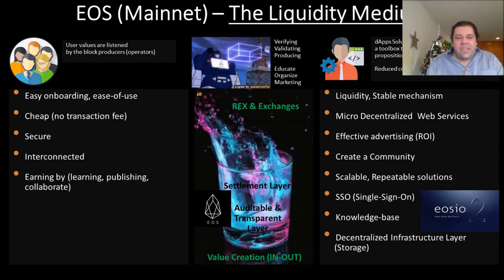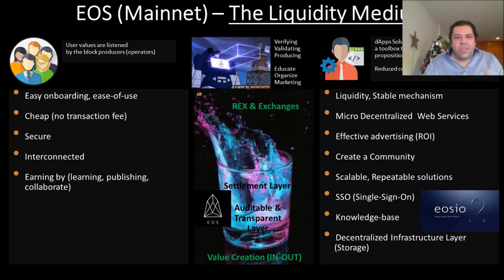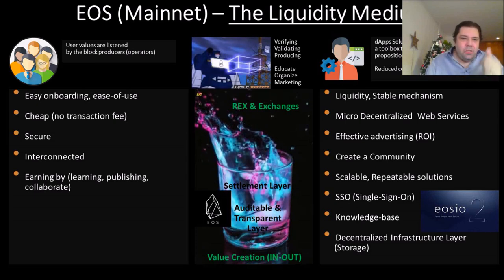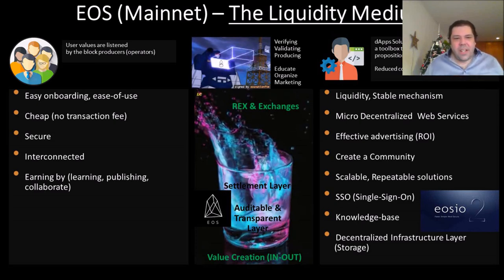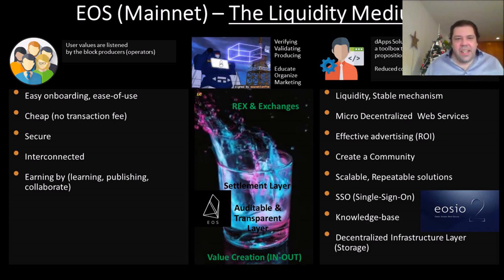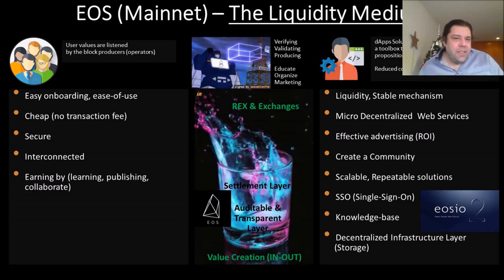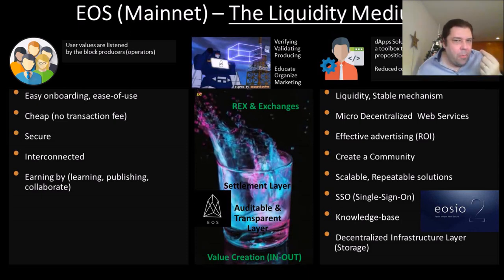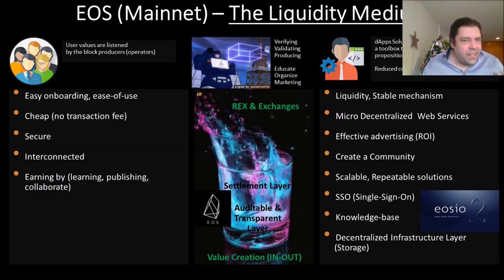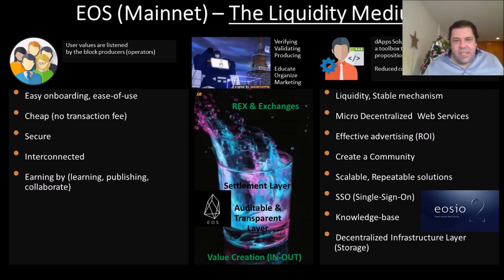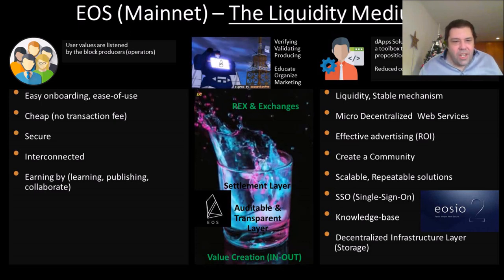You can have the best blockchain in the world, but tools and solutions that are not easy to onboard will be difficult for the users. They also need a cheap transaction fee. Okay, we don't say free, we say cheap, fee-less transaction, okay? They also want this to be secure. There should be interoperability. When we say interconnected, we also mean interoperability. And earning something is possible if you are learning, publishing, collaborating.